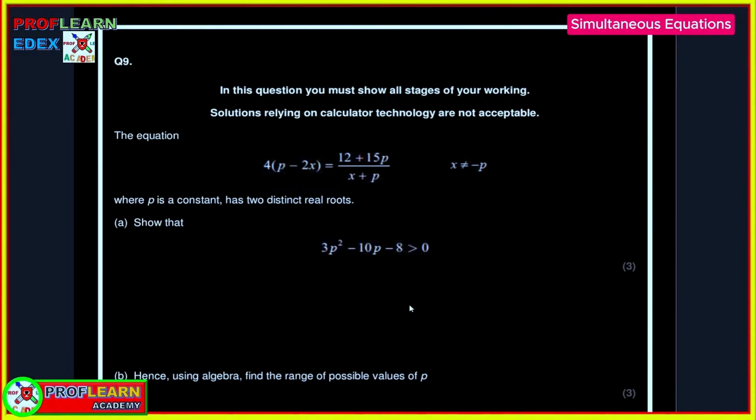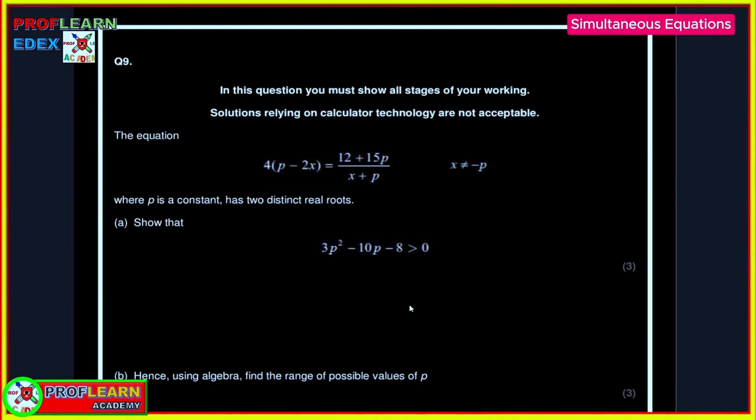So if you equate the two equations and try to solve them simultaneously, if they have two distinct roots, it means the quadratic equation formed out of that is going to have a discriminant greater than 0. So that is the perspective we're going to use.